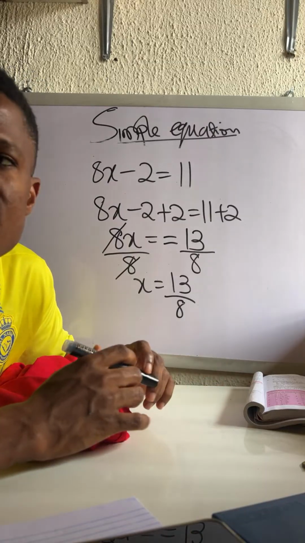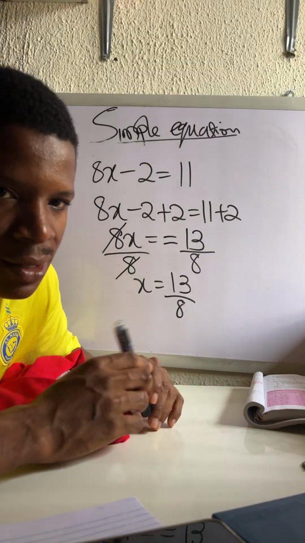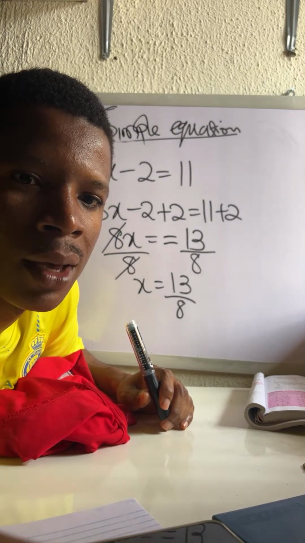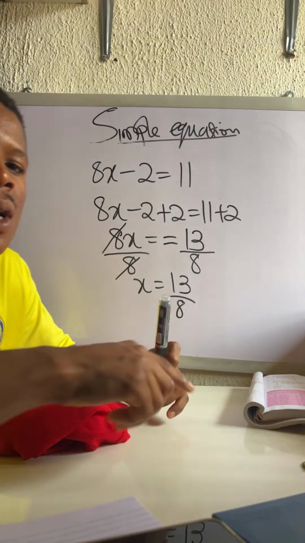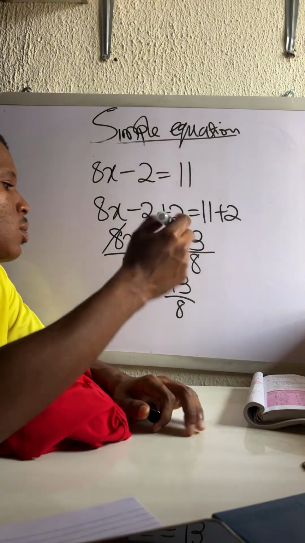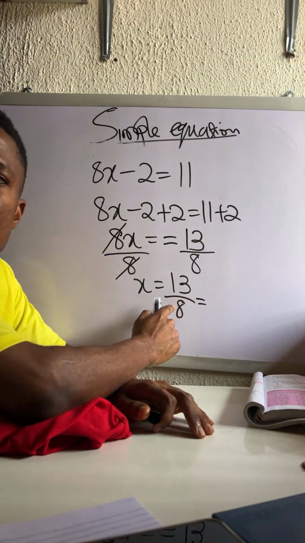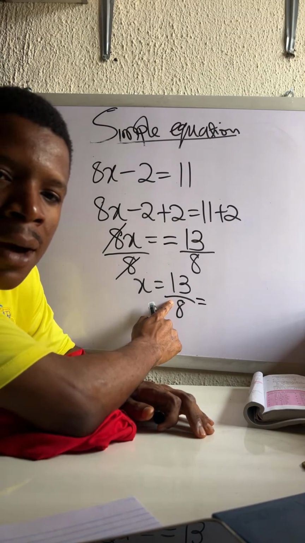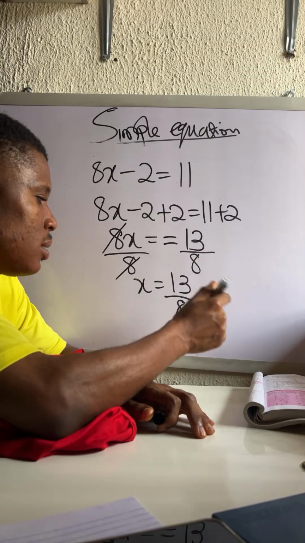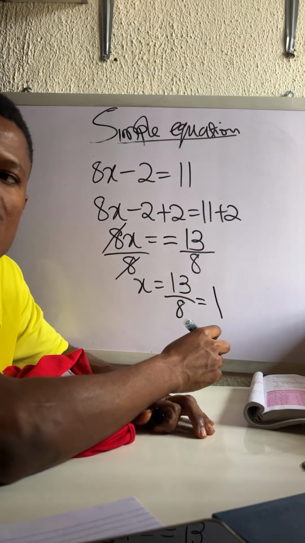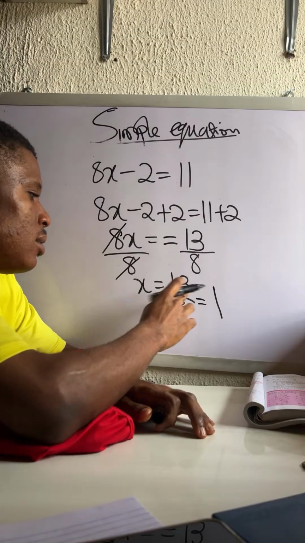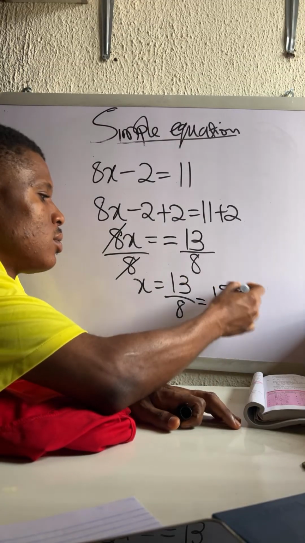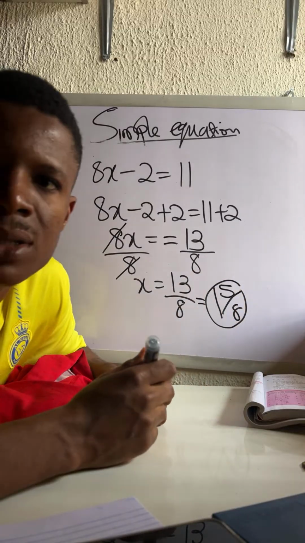But the fraction is an improper fraction, and we always want it in a proper form. I want you to convert 13/8 to a mixed fraction. You check how many times 8 can go into 13. 8 can go into 13 once. What is remaining? It will be remaining 5. So the answer is 1 and 5/8. We'll take this as the answer to this particular problem.